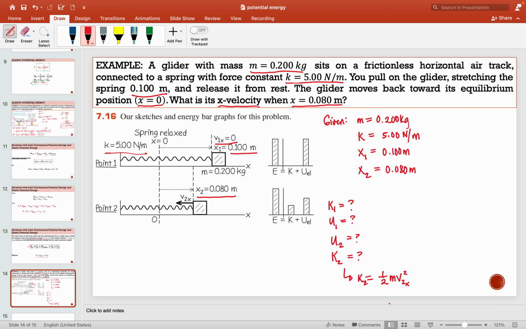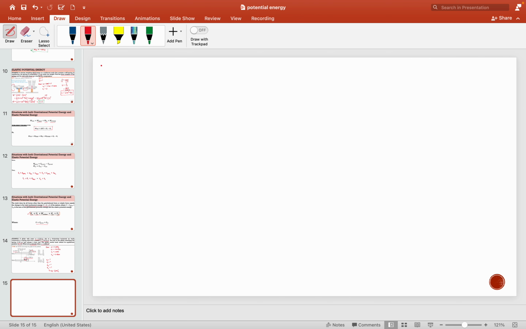So, that's why this is the last thing we need to solve before we can solve V2x. So, this is our V2x right here. Okay. So, let's start with the initial kinetic energy K sub 1. So, K sub 1 is 1/2 m times V1x squared.